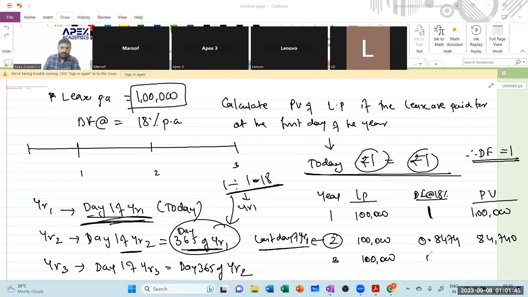Next, same logic. What was the second year's discounting factor will now become the third year's discounting factor, 71,820. Take the total: 1 lakh plus 84,740 plus 71,820. What is your answer? 2,56,560. Agreed or disagreed? Agreed, sir.